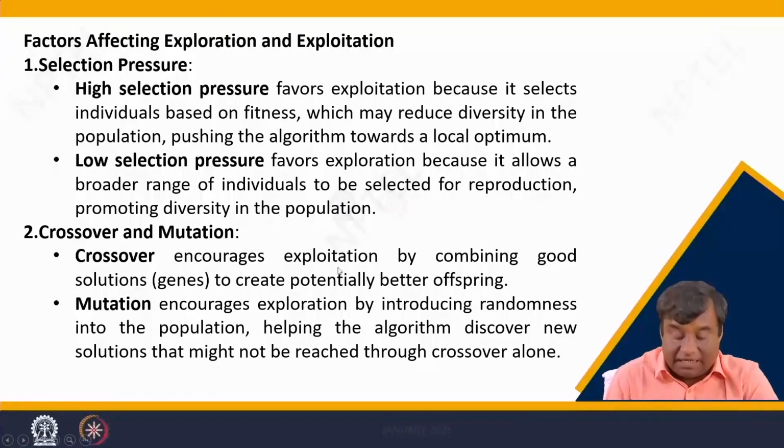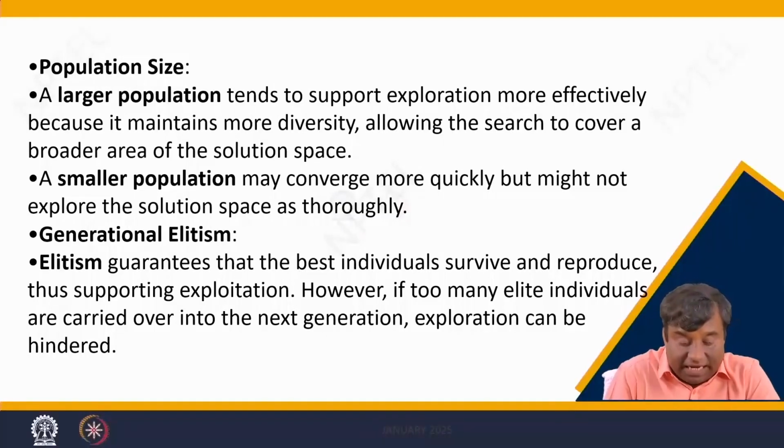Crossover and mutation. Crossover encourages exploitation by recombining good solution genes to create potentially better offspring. Mutation encourages exploration by introducing randomness into the population, helping the algorithm discover new solutions that might not be reached through crossover alone. Population size. A large population tends to support exploration more effectively because it maintains more diversity and allows the search to cover a broader area of the solution space. A smaller population may converge more quickly but might not explore the solution space as thoroughly.